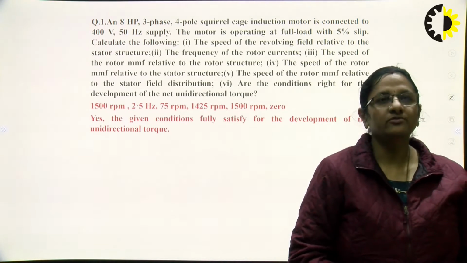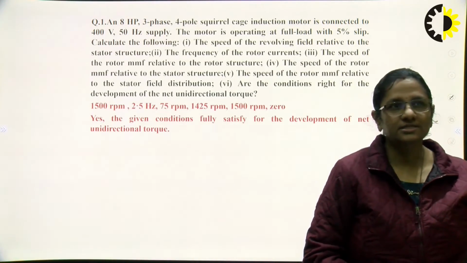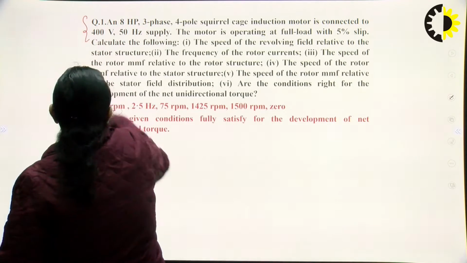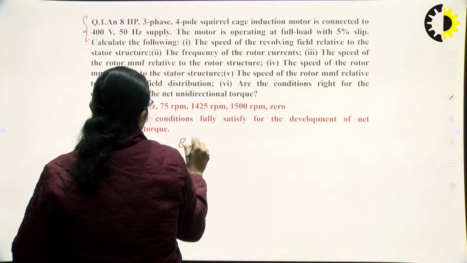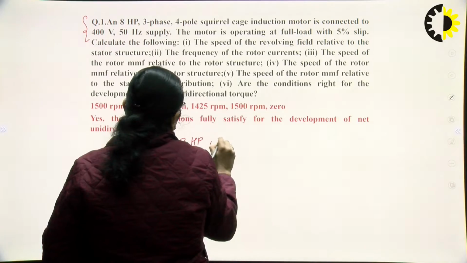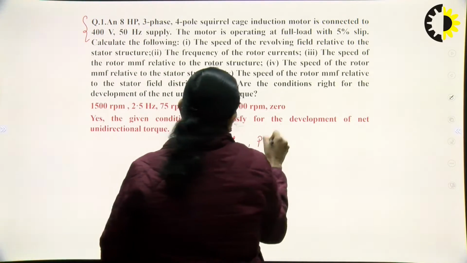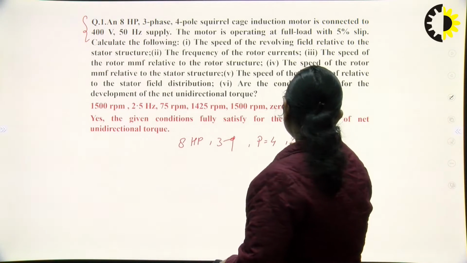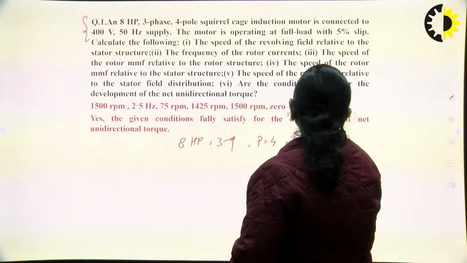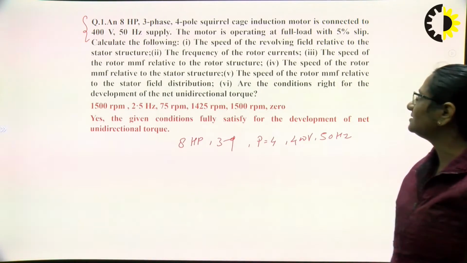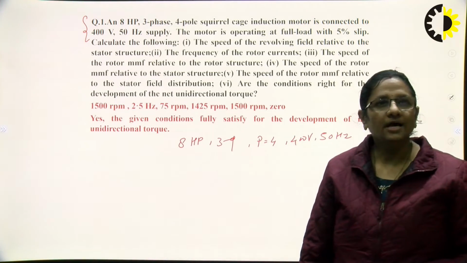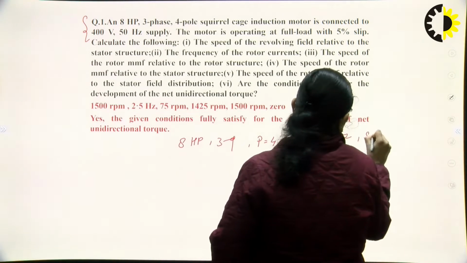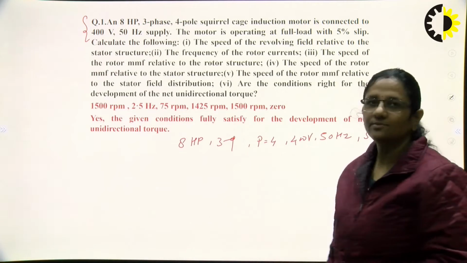An 8 HP 3-phase 4-pole squirrel cage induction motor is connected to a 400 volt 50 Hz supply. So, what is given in the question is that we have an 8 HP, 3-phase motor, and the number of poles is 4. This motor is connected to a 400 volt, 50 Hz AC 3-phase supply system. The motor is operating at full load with 5% slip. So, the operating slip of the motor is given as 5%. This is the full load operating slip of the motor.